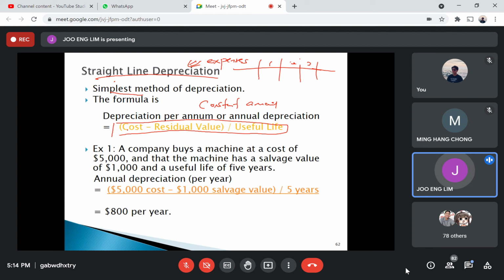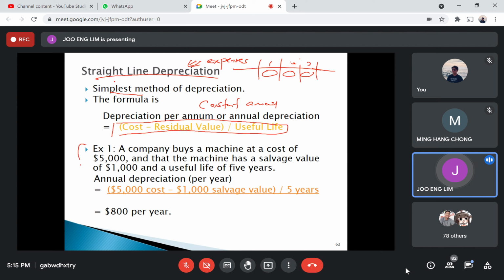Basically, if you use straight line, it will give you a constant amount, the same every year. The calculation formula is cost minus the residual value. What is this term? Depreciation base. If you can still remember the terminology, this term is called depreciation base. So sometimes we say depreciation base over the useful life.